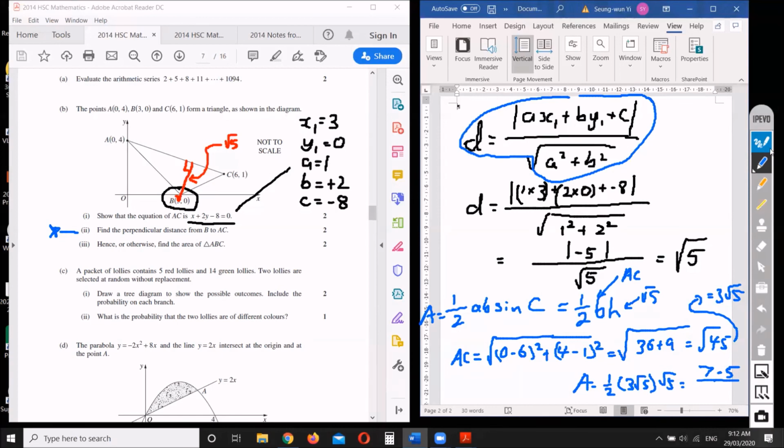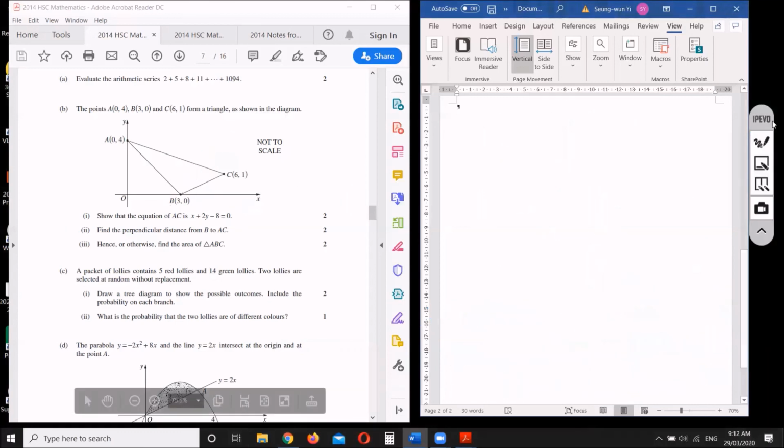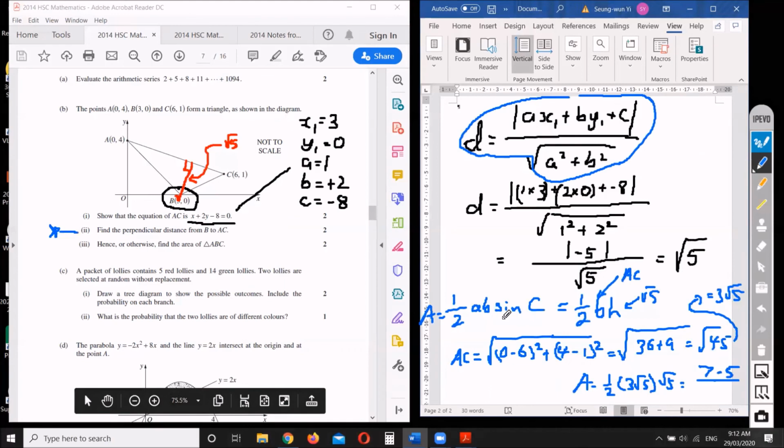I wrote it down. New syllabus. Can't remember, but it's probably worth noting anyway. I'll leave it up for a little while. Okay.